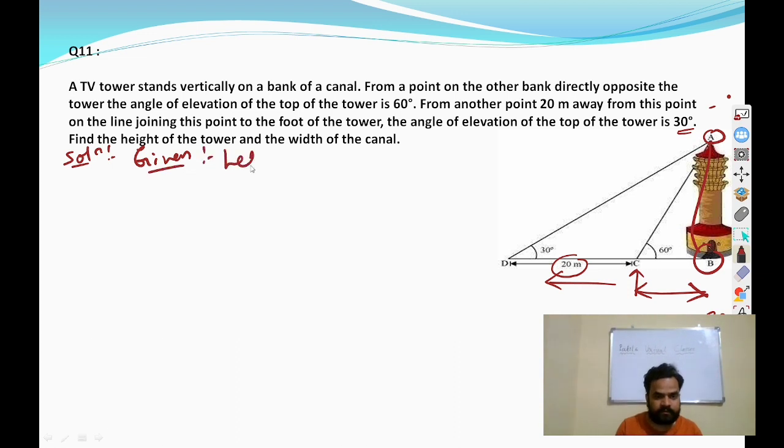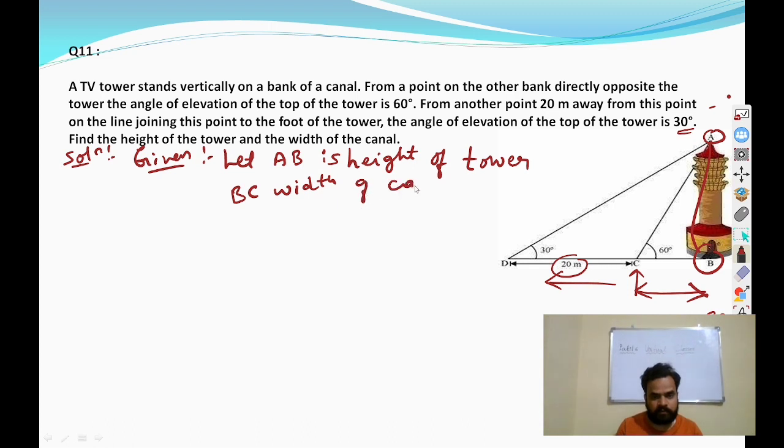Here we have, let AB be the height of the tower. This is not given actually. We are considering the height of the tower. BC is the width of the canal. What they have given is CD. CD is equal to 20 meters, right? So I will consider the first triangle now.